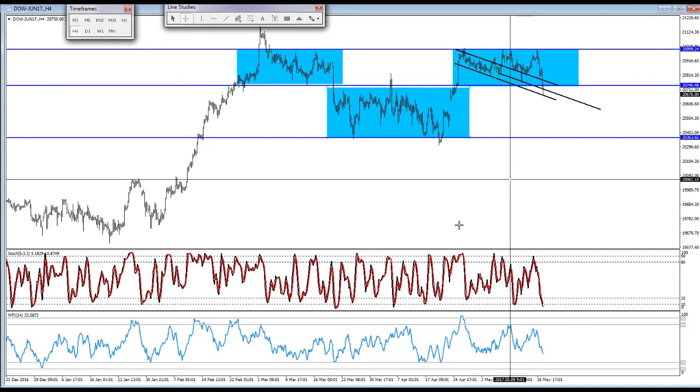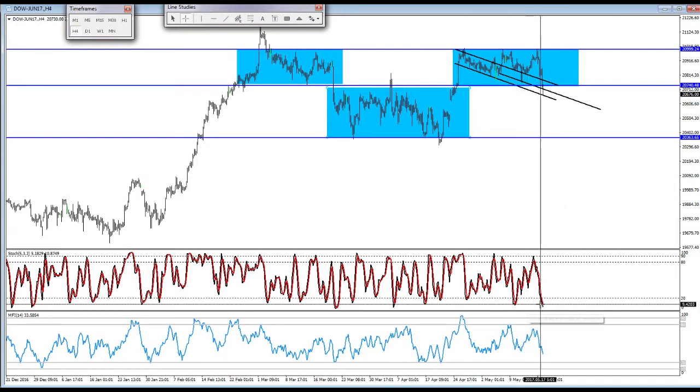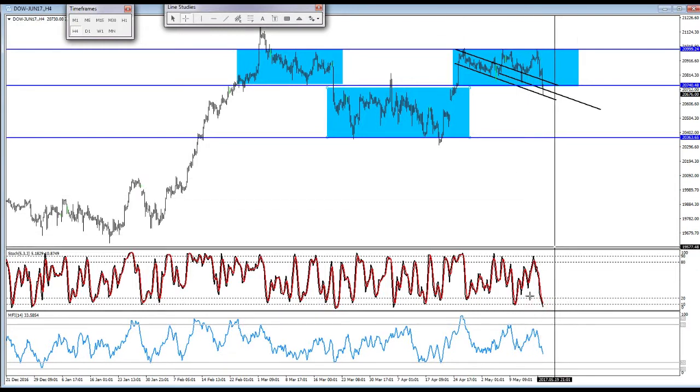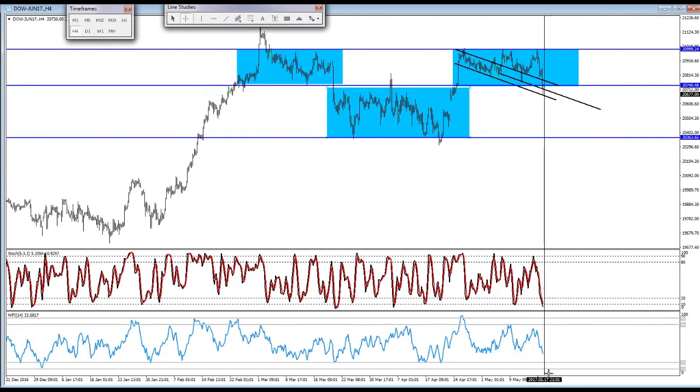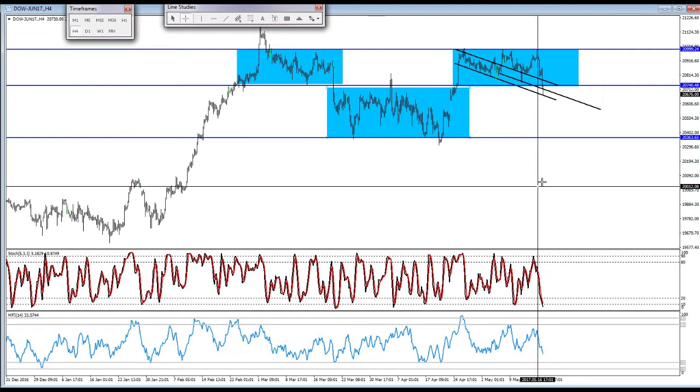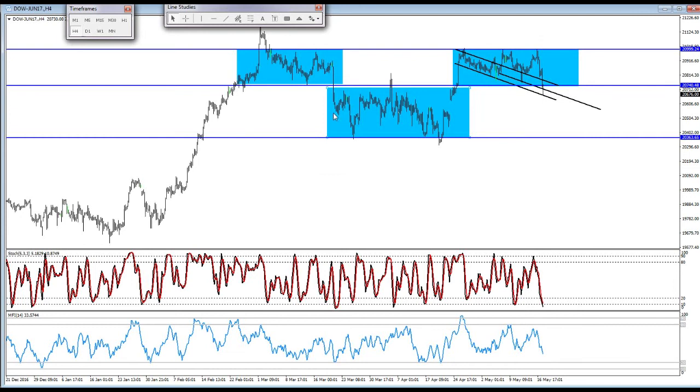Also, given the fact that the stochastic is showing oversold, and the money flow index is still moving back into that area. Once again, have a look at that video I put up in the beginning about the money flow index strategy. Still a very simple video, but that's basically the offset of what I was looking at.